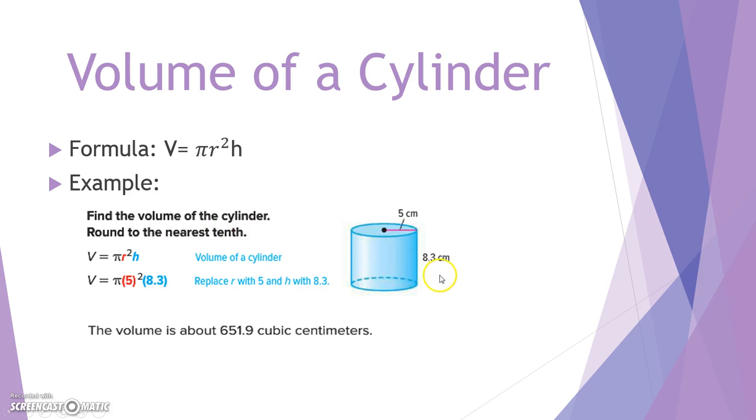And because 8.3 centimeters is the height of the cylinder, you will substitute h for 8.3. Then next, you will solve 5 squared, which is 25, and then solve pi, which is 3.14, times 25 times 8.3, and the volume is about 651.9 cubic centimeters.